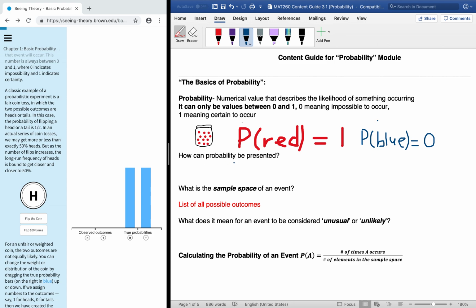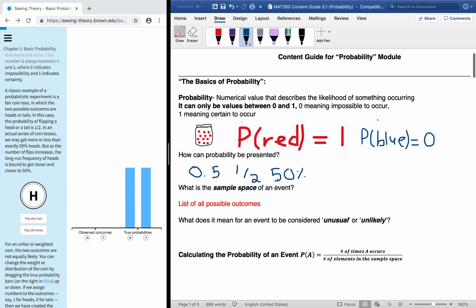So how can probability be presented? It can be presented as a decimal, so decimal form 0.5. It could also be presented as a fraction, so 1/2. And it also can be represented as a percent, so we can say 50%. So it could be decimal, fraction, or percent form.